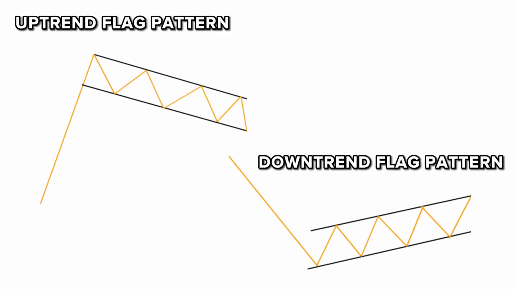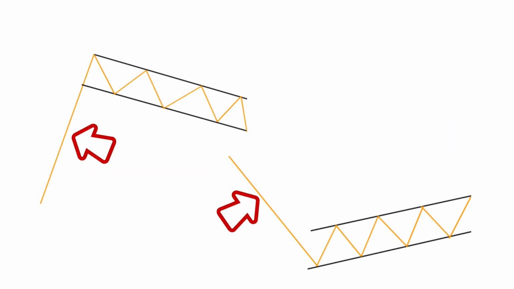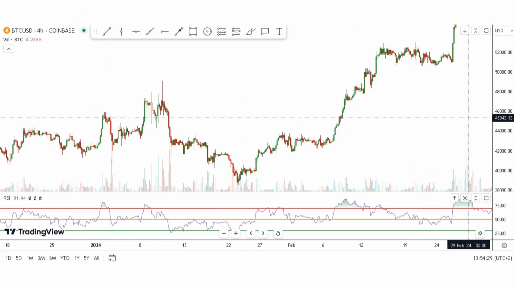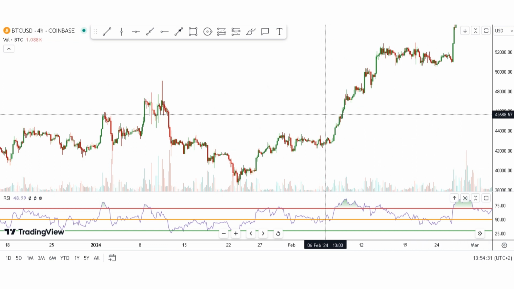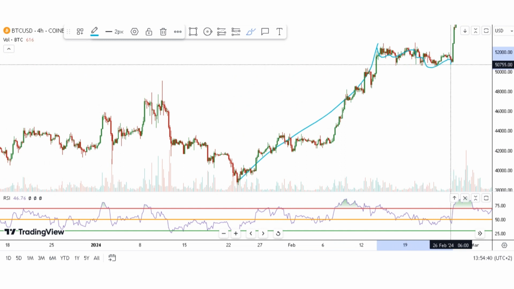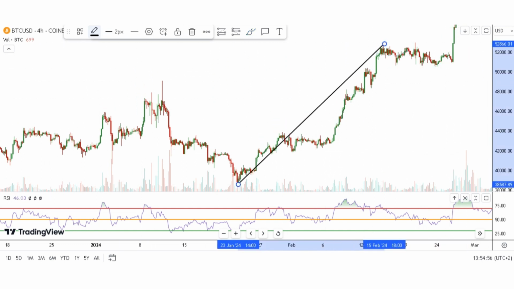Let's get started. First up, we have flags. Flags are continuation patterns that signal a temporary pause in a trend before it continues in the same direction. They look like the shape of a flag and are usually accompanied by a flagpole, which is the initial steep price movement. Let's explore our first flag trading strategy using a real example from the Bitcoin chart, where we recently observed an upward movement followed by a pause.